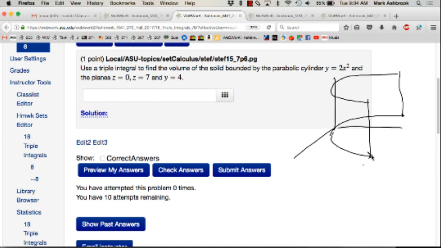So then z equals 0, like that. y equals 4. I could just make this 4 right here. So say that's 4 right there, and then say that's 7 right there.